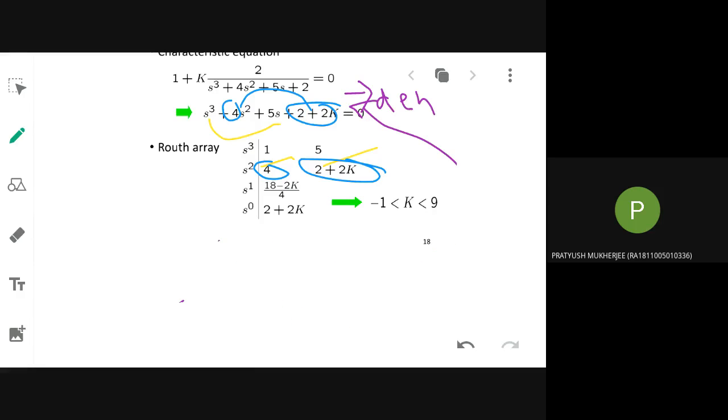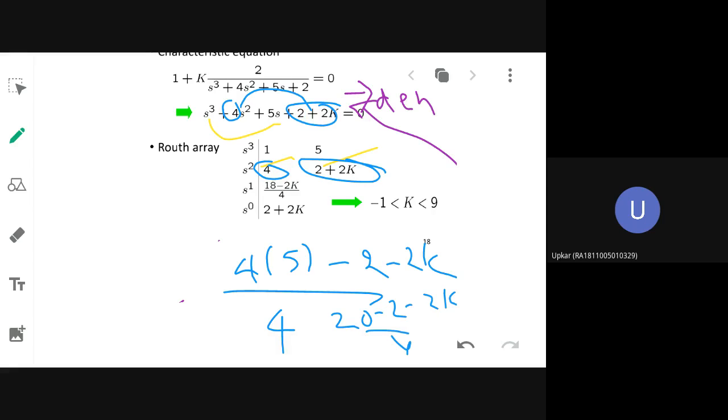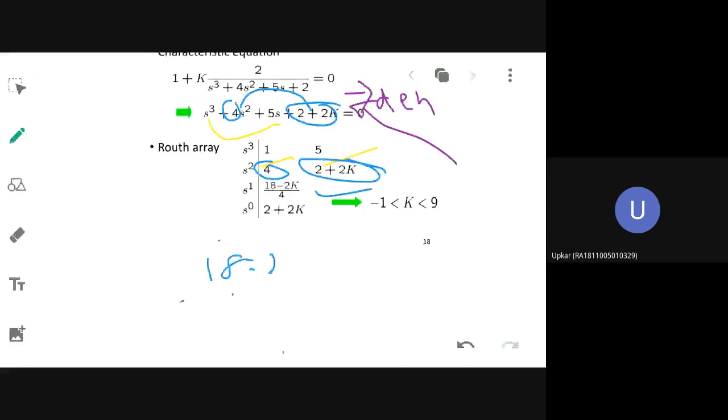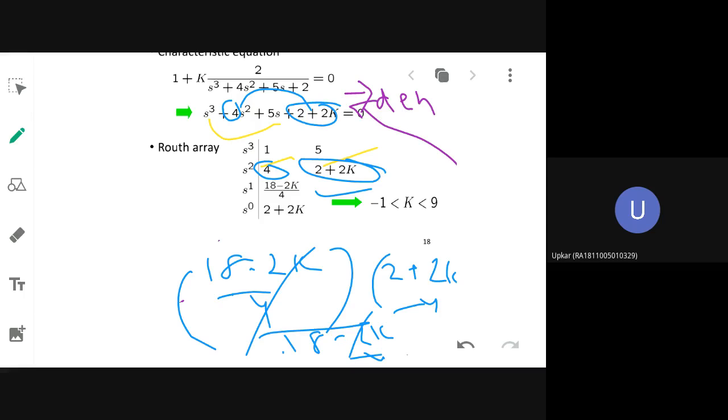Then, as the usual procedure, by formulaic calculations you will find the remaining row elements. So what will be the remaining row? 4 into 5 minus 2 minus 2k, divided by 4. 4 into 5 is 20, so 20 minus 2 minus 2k divided by 4. You will get 18 minus 2k divided by 4. Next, we find the next column element: 18 minus 2k divided by 4 into 2 plus 2k, minus 4, divided by 18 minus 2k divided by 4. This 18 will get cancelled. So what is the final element? 2 plus 2k.